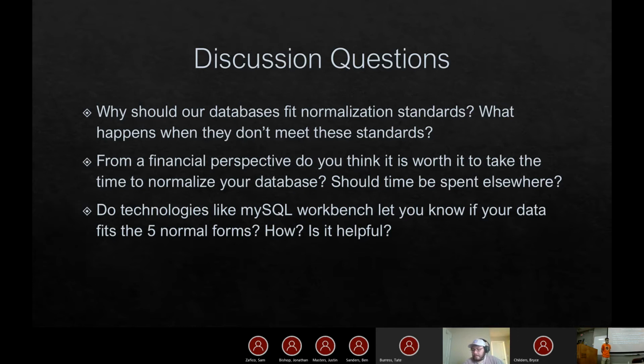So if you want to know if it's in normal form, try testing inserting data, taking out data, and updating your data, and if you find any anomaly, something is wrong.